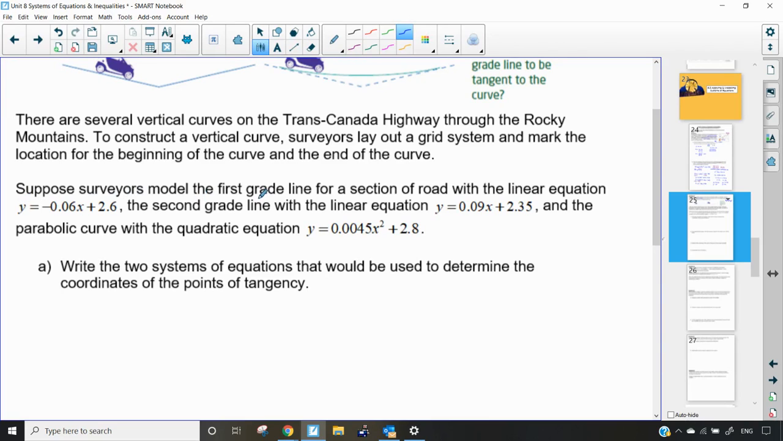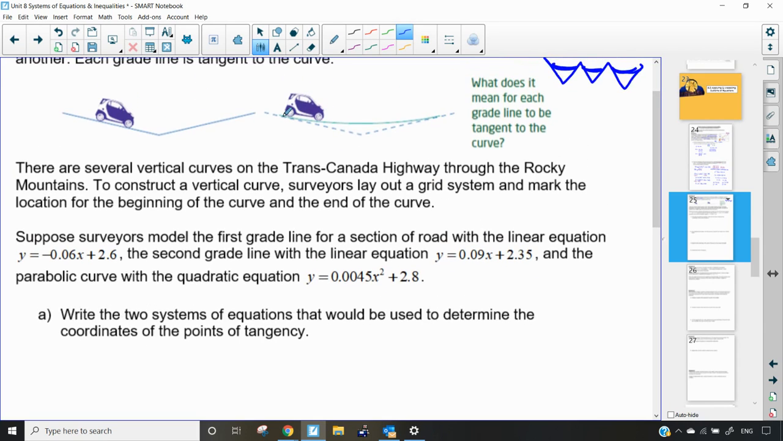Suppose surveyors model the first grade line for a section of road with a linear equation y equals -0.06x + 2.6. And the second grade line is y equals 0.09x + 2.35. And the curve is going to have the quadratic equation y equals 0.0045x² + 2.8. So if we take a look at our diagram up here, we've got that curve and we're going to have one line here with a negative slope. That's our first y1. And then we have a second equation here with the positive slope.